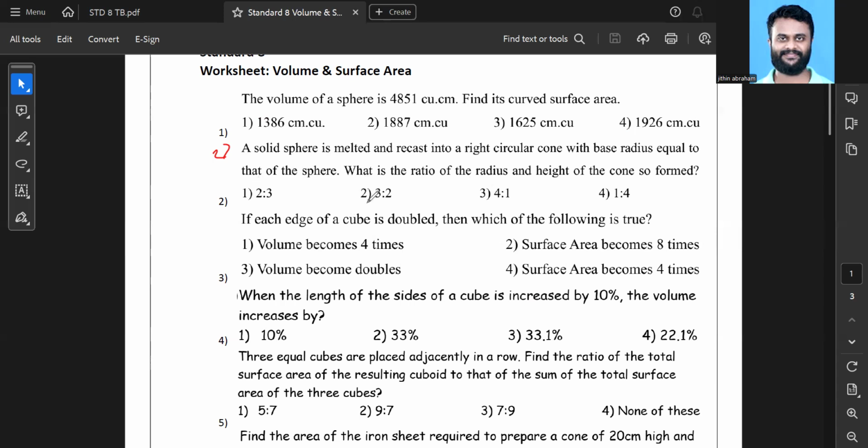Okay, so both of them have the same radius, as they have said. And the sphere is melted and recast into something else. So when something is melted and something else is made, the common thing between them is volume. Their volume will not change because the content is going to be the same. So indirectly what they have said is volume of the sphere is equal to volume of the cone. Simple language. So far is it clear?